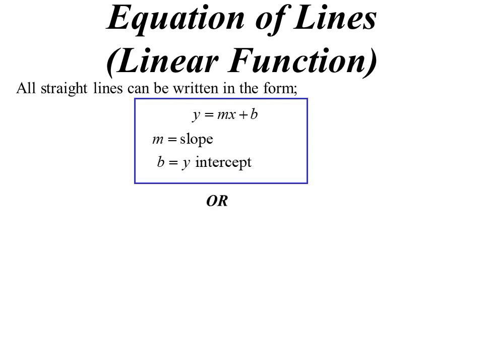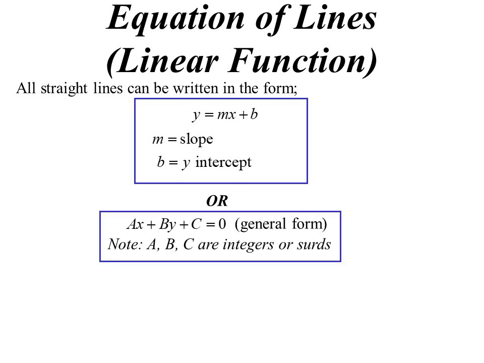Of course, there is another way we write it, where we pull everything to one side and make it equal to 0. Now, that's what we call general form. Sometimes you see it called standard form. Basically, we tend to write it so that A, B, and C are integers or surds. If the coefficient was, say, the square root of 2, you couldn't turn that into an integer, so you'd leave it as the square root of 2.